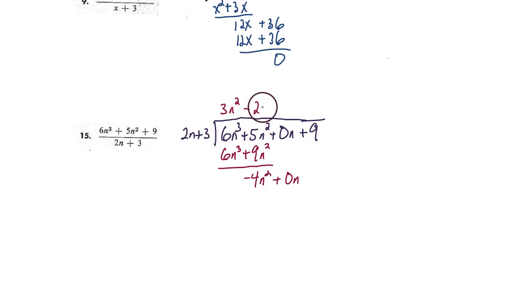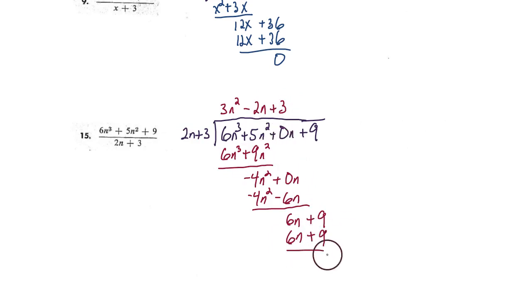2n times negative 2n is negative 4n squared. And negative 2n times 3 is negative 6n. Now subtract. 0 take away negative 6 makes positive 6n. And bring down that next number. 2n times 3 makes 6n. And 3 times 3 makes 9. And you get a remainder of 0, so you're all done. Here's the answer above the bracket.